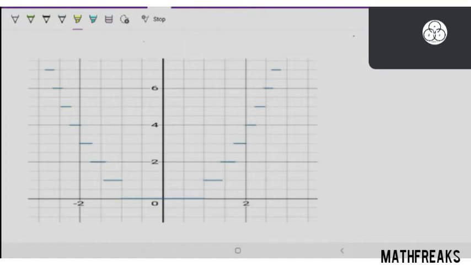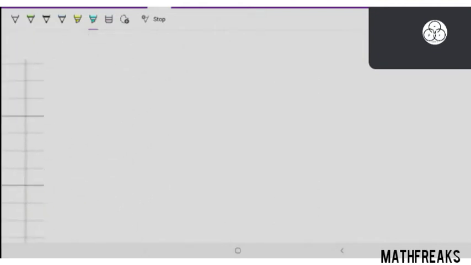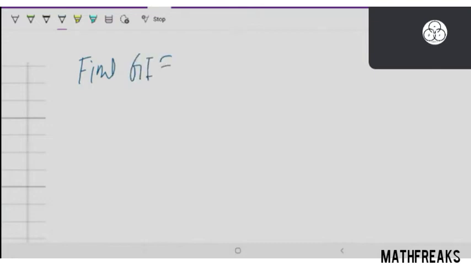Now, based on the simple concept, solve a question. Before that, let's solve some easy questions. Find the greatest integer function and fractional part.